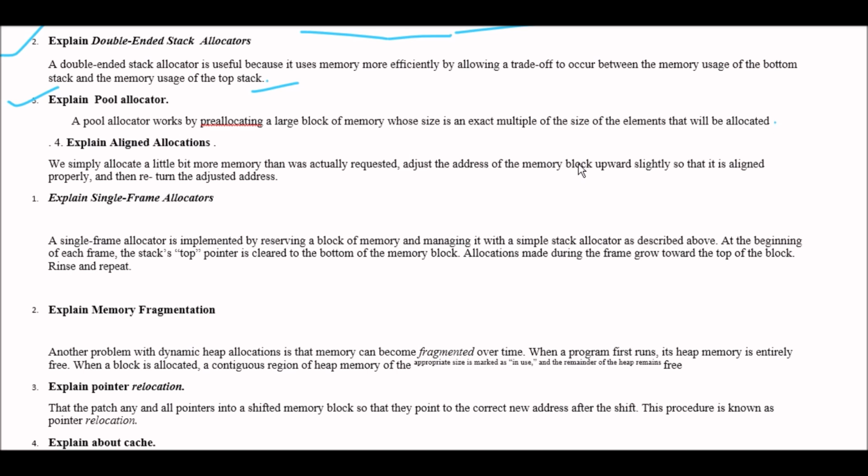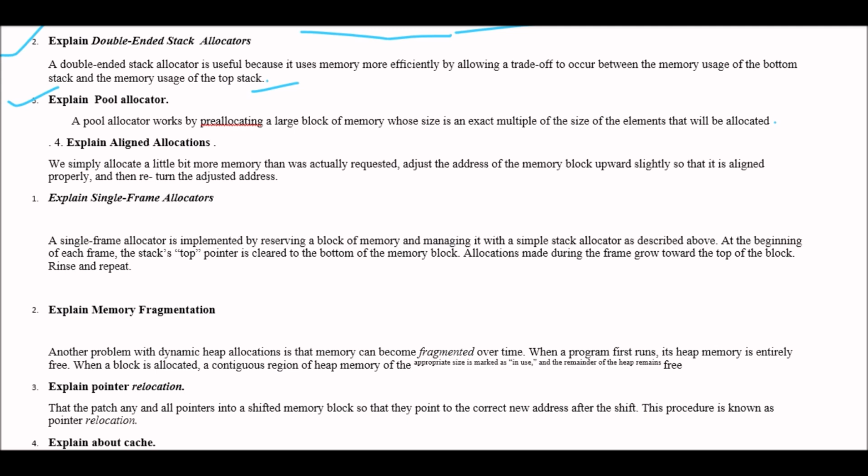Next question. Explain aligned allocations. Answer is, we simply allocate a little bit more memory than was actually requested, adjust the address of the memory block upward slightly so that it is aligned properly, and then return the adjusted address.